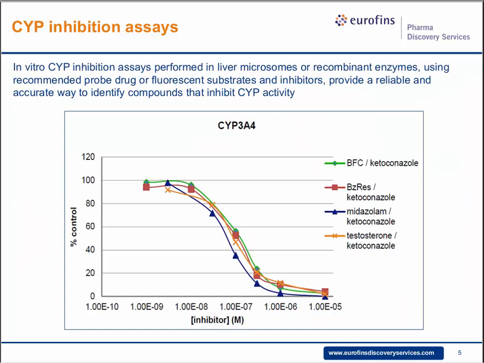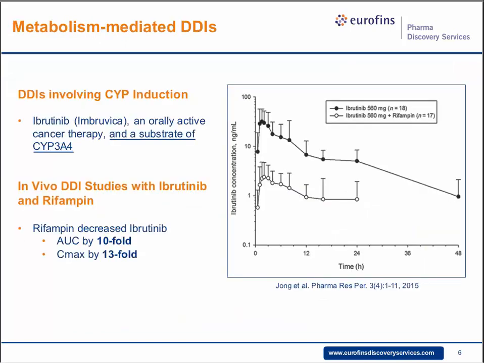In vitro CYP inhibition assays are typically performed with liver microsomes, which is the protein fraction of liver cells enriched with phase 1 metabolic enzymes, or with purified recombinant CYP enzymes. These assays can be run using drug probe substrates or fluorescent substrates. And shown here are some IC50 curves generated for CYP3A4 using the reference inhibitor ketoconazole with several different 3A4 substrates.